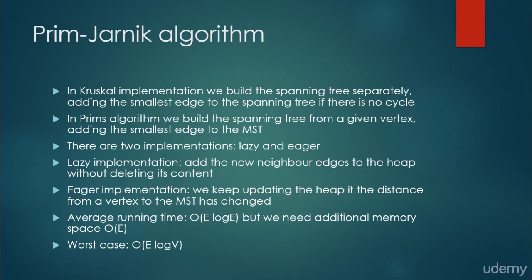Okay, so the Prim-Jarnik algorithm. In the classical implementation, we build the spanning tree separately, adding the smallest edge to the spanning tree if there is no cycle.